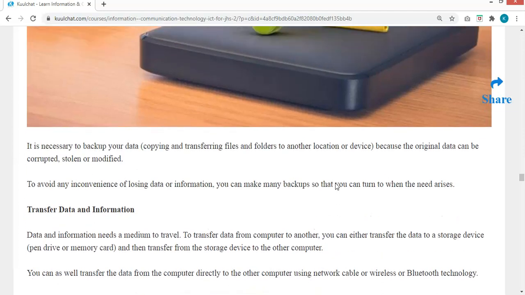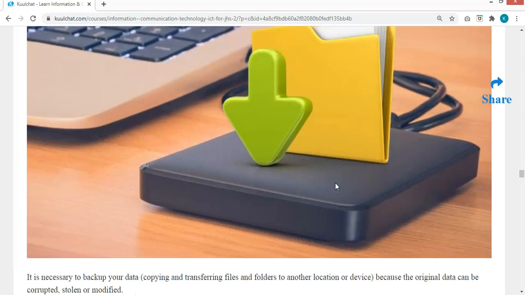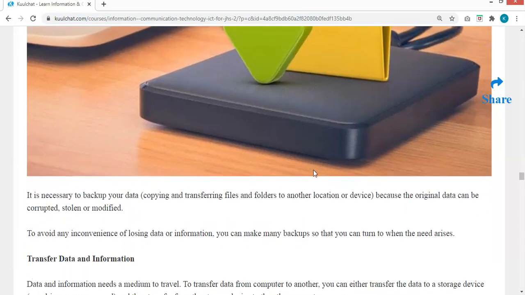For example, if you have three external drives which you use to back up important information, it's not advisable to have all those backup drives at one place, because if there is a fire outbreak, all the data can be lost. So you can put those data at different places so that you have the assurance that if one is destroyed, you have another one somewhere else.